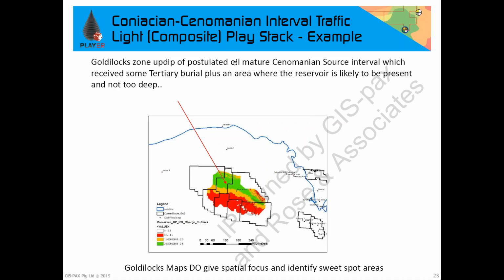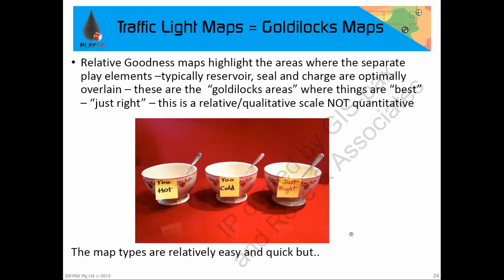And that's an area where we're above oil mature Cenomanian source rocks. We've got some tertiary burial that gives them a little bit of burial in this area, plus it's an area where the reservoir is not too deep. So it's an overlap of different things, and obviously traffic light maps are thus giving us spatial focus. We would, in a perfect world, now go and look mainly at this green area and not at the red area. It gives us spatial focus. But traffic light maps are relative goodness maps.